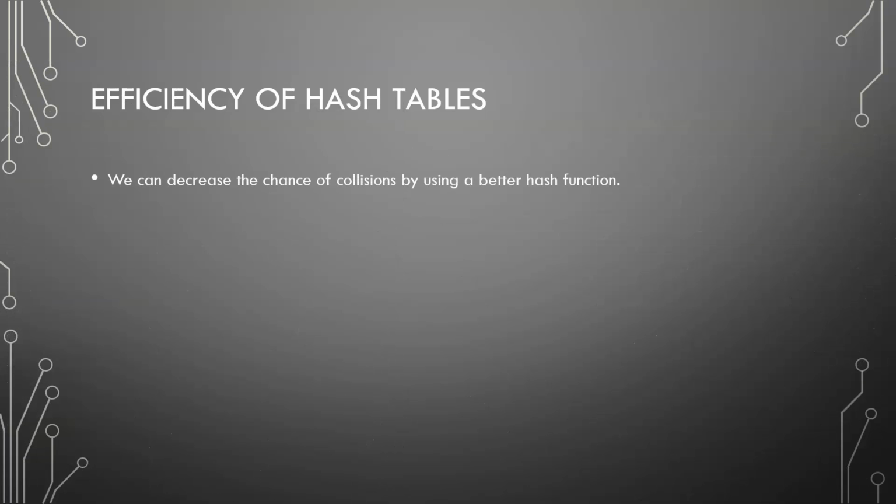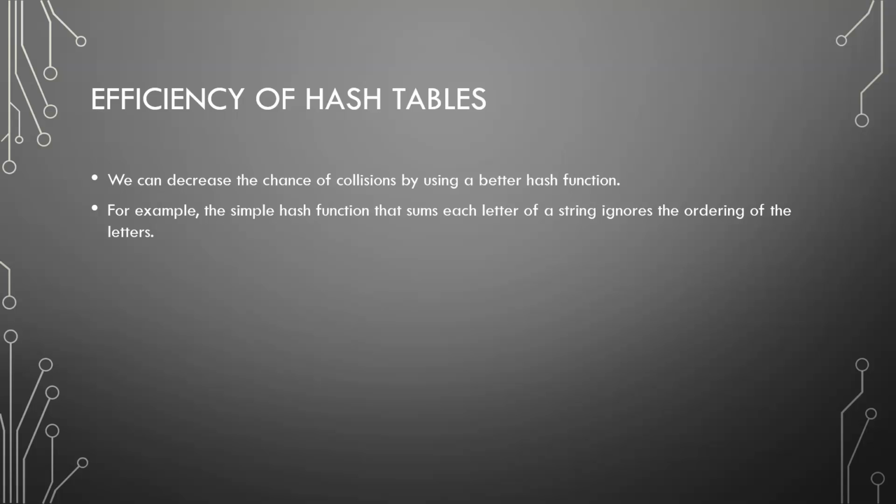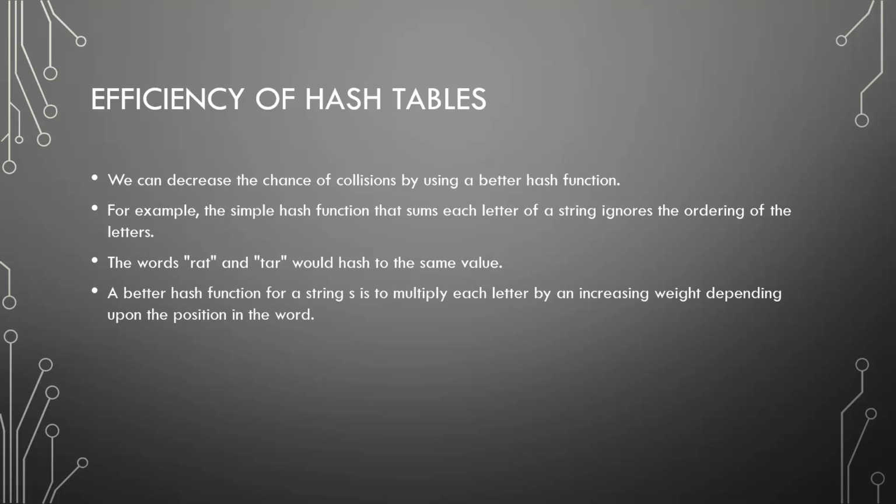Now, we can decrease the chance of collisions occurring, ultimately, by using a better hash function. For example, the simple hash function that sums up each letter of a string ignores the ordering of letters. The words rat and tar would hash to the same value, even though they're different words. A better hash function for a string is to multiply each letter by an increasing weight depending upon the position of the word. So you could say if it's at position 1, you multiply by 1. If it's at position 2, multiply by 2, etc.